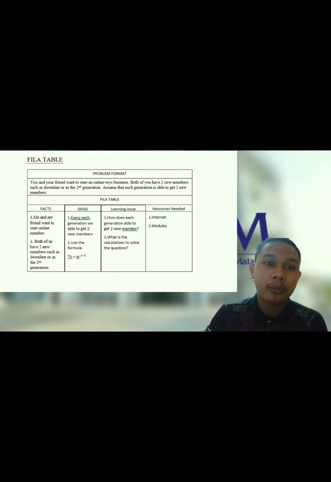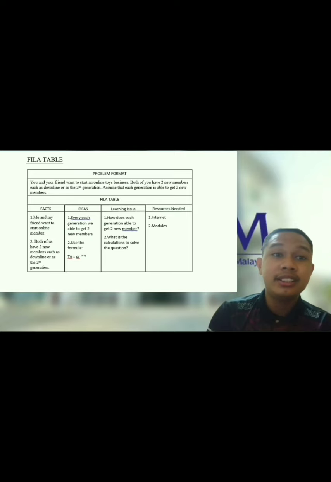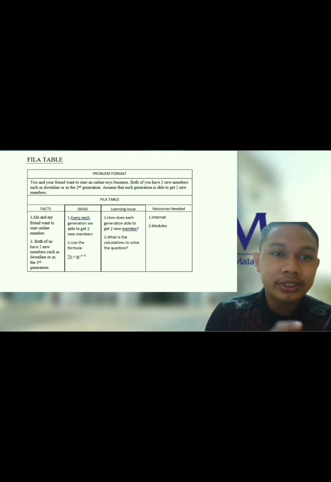Facts are what we can get from the question. Ideas are to solve the question. Learning issues are the issues we can get from the question. Last but not least, resources needed is to find a way to solve the problem.